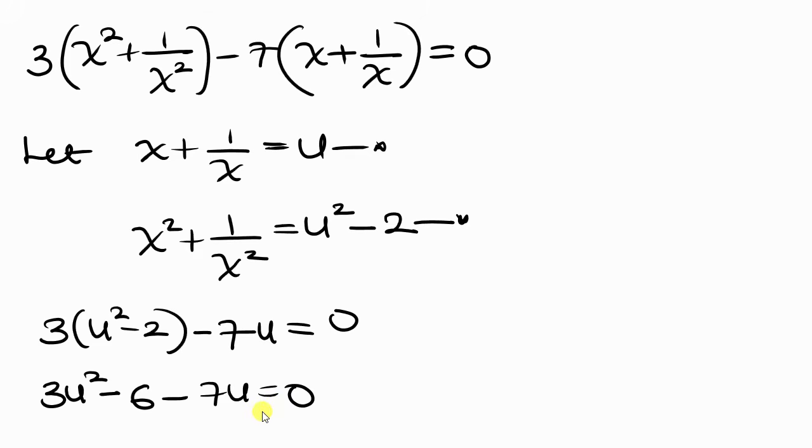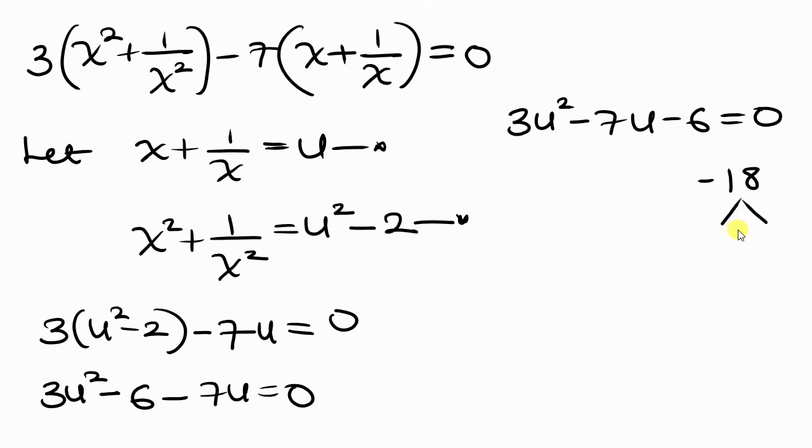So we have a nice quadratic equation, but let's rearrange it. So this is 3u squared minus 7u, and then minus 6 equal to 0. Now let's see if we can factorize. 3 times negative 6 is negative 18. Now, what are the factors of negative 18 that I'm going to be using? It will be minus 9 times 2. This is acceptable because minus 9 times 2 is negative 18, and minus 9u plus 2u is going to give negative 7u.